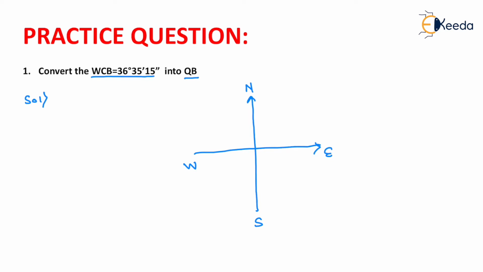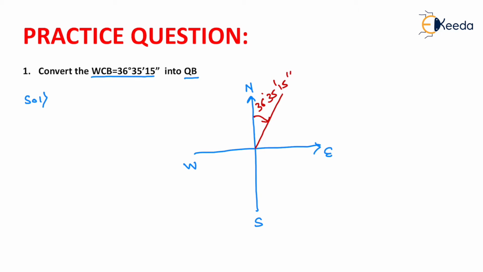Now we know that WCB is always measured from the north in the clockwise direction, so the WCB given is measured like this, that is 36 degrees 35 minutes and 15 seconds. Now we have to convert this into QB.